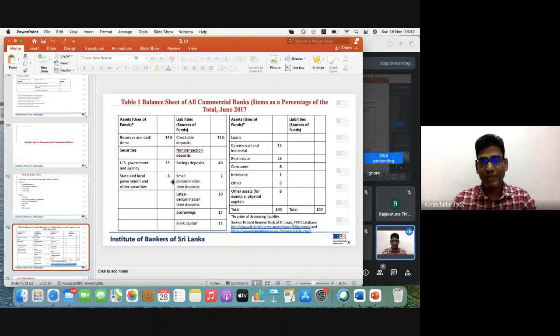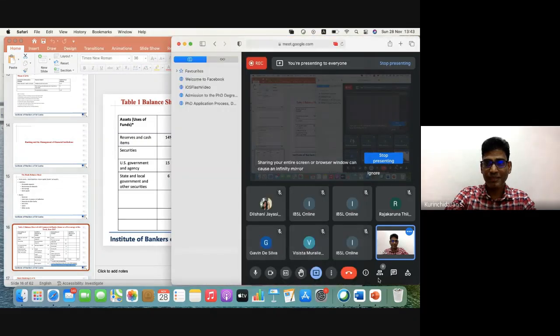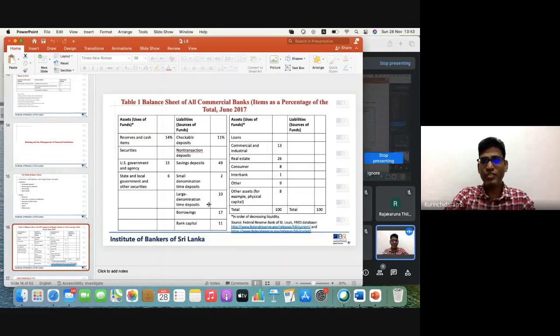Okay, now you know basically how a bank looks in the US, right? You can compare this pattern with Sri Lankan banks and see how our regulations differ based on this structure. If anybody likes, give me a hint in what order these items are listed in this balance sheet.